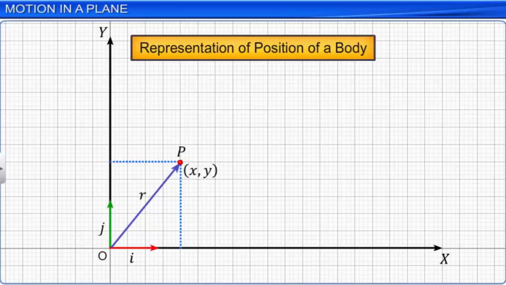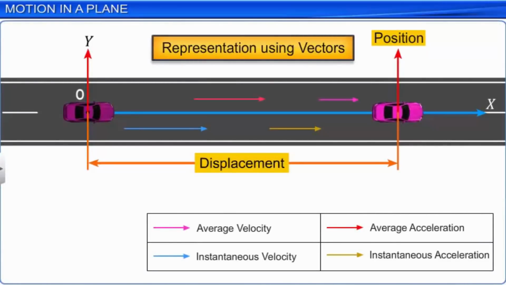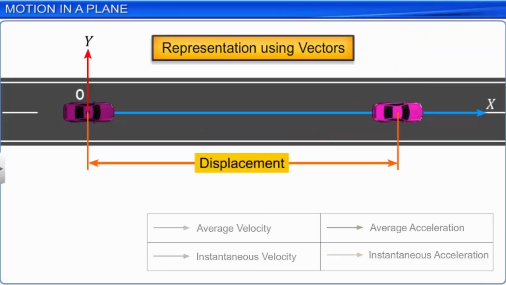xi represents the horizontal component of the vector r, and yj represents the vertical component of the vector r. This position vector r is written as r is equal to xi plus yj. Next, let's discuss how to represent displacement of a body using vectors. Consider the same body to move along a curve in the xy plane.